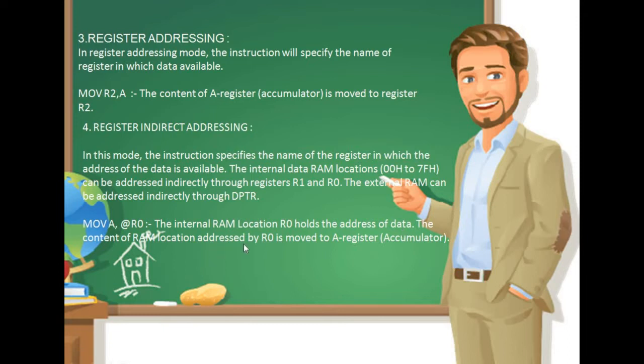The content of RAM locations addressed by R0 is moved to the A register. That means the data which is present in the R0 register is moved to the A register, and R0 is nothing but one of the register banks. So in that R0, whatever value or memory content we need to move to the accumulator is moved to the accumulator register.